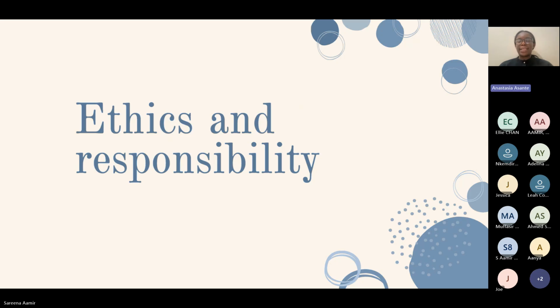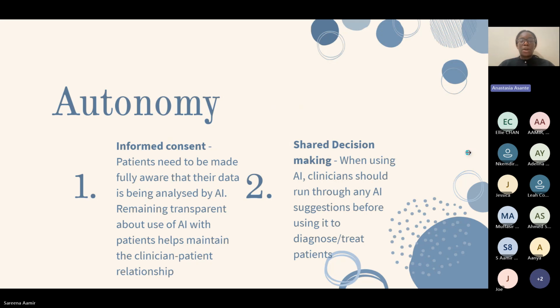Now we're going to move on to ethics and responsibility. We're going to be talking about a few of the ethical pillars of medical ethics, and one of them is autonomy. First of all, we are going to touch upon informed consent. Patients need to be made fully aware that their data is being analyzed by AI, because we cannot be sharing their information like that with AI. There may be some people who don't really agree with that as well. Remaining transparent about AI use with patients helps maintain the clinical patient relationship.